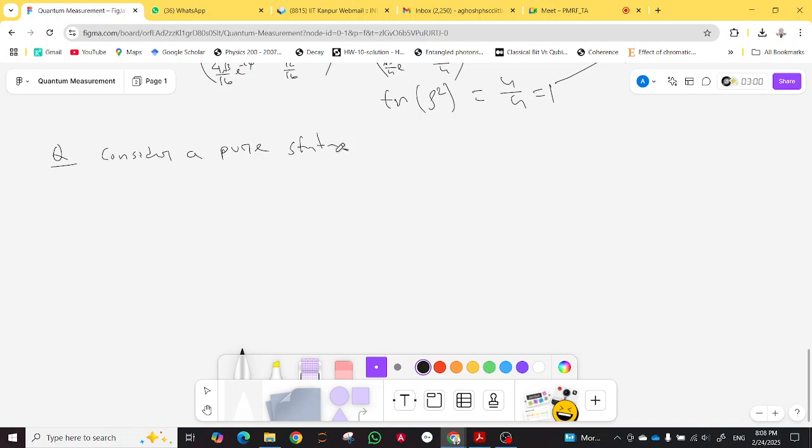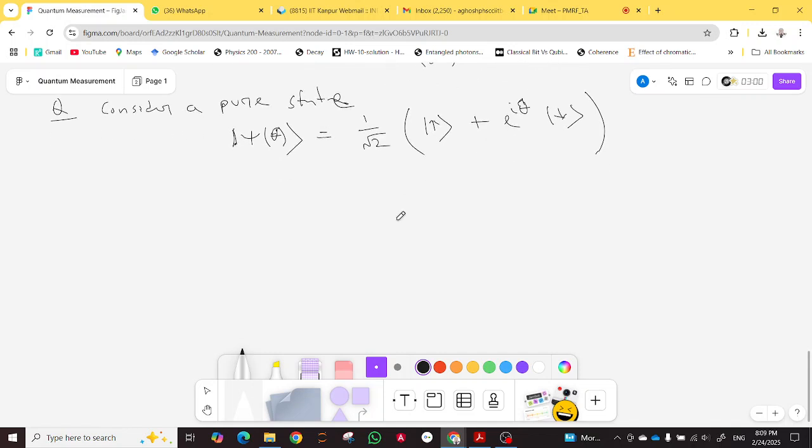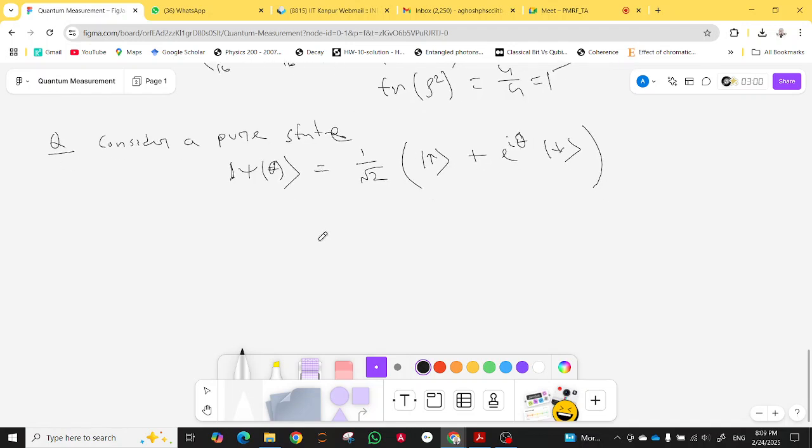Consider a pure state, and the state is given by psi theta. Now write this as 1 by root 2 of up plus e to the power i theta down. So this is your pure state. It is given that this is a pure state. Whenever you are writing psi like this, it's implicit that it's a pure state. If it is a mixed state, then you cannot write a state like this, as I described above. You have to write the density matrix. You can write it, but it will be only symbolic.